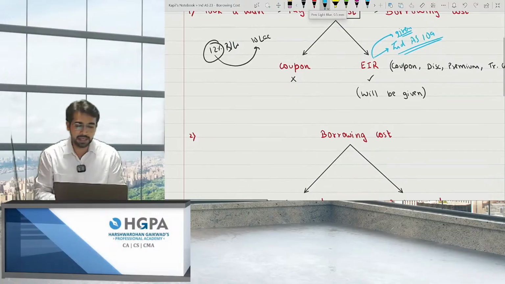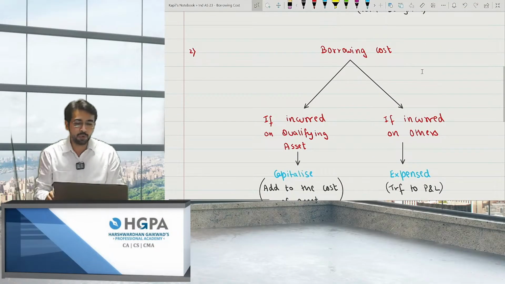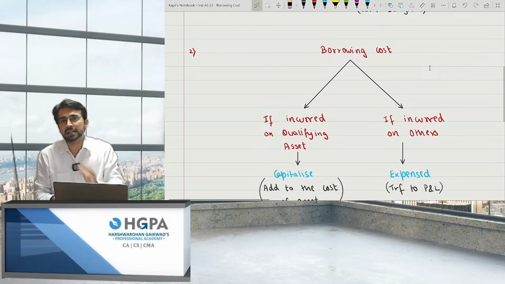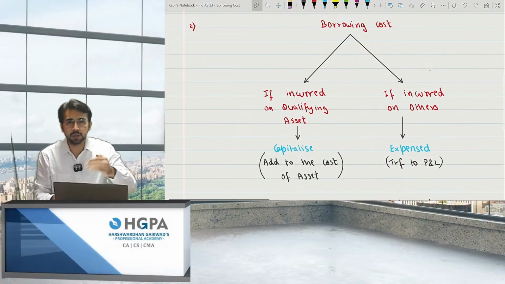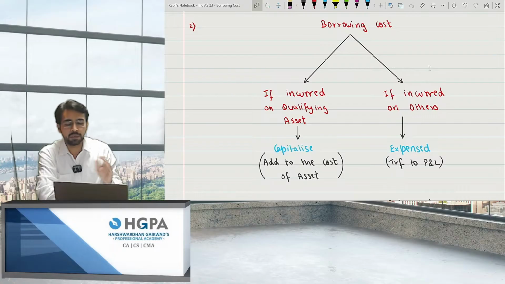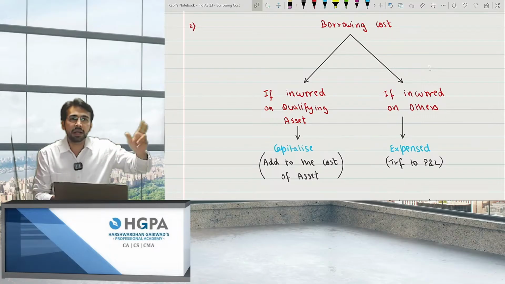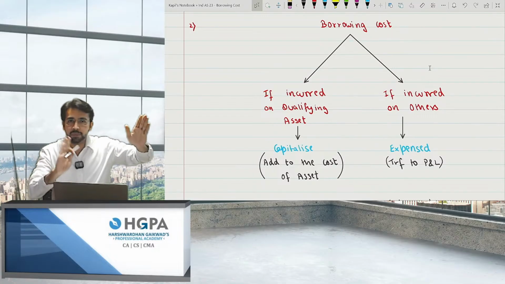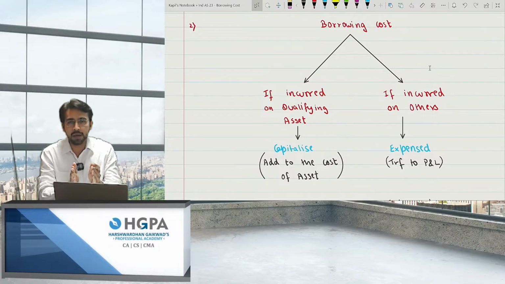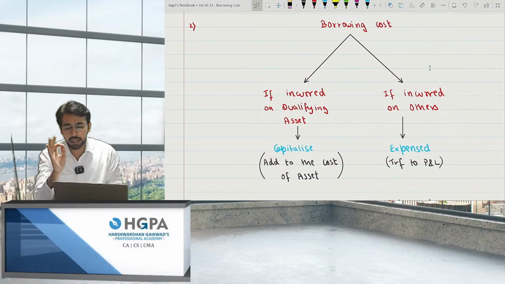Okay. Now, second point. What is borrowing cost basically? Borrowing cost, if it is incurred on a qualifying asset, will be capitalized, that is, added to the cost of the asset. If the borrowing cost is incurred for other assets, not for a qualifying asset, then it will be expensed out, that is, transferred to P&L. So in short, whether the total interest paid goes to P&L or is added to the cost of the asset, in this chapter we are learning only this, right? So borrowing cost on a qualifying asset needs to be capitalized.